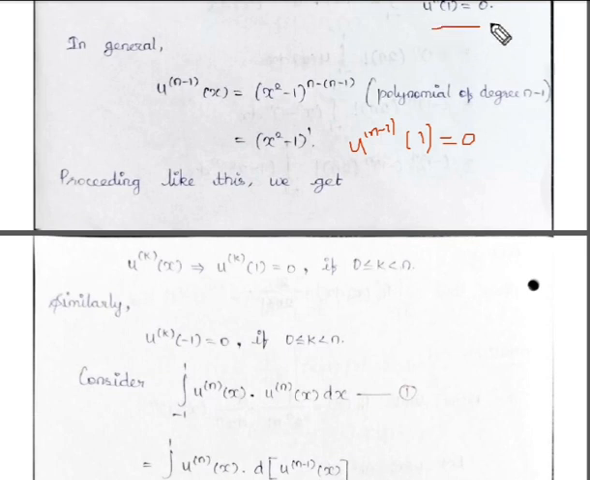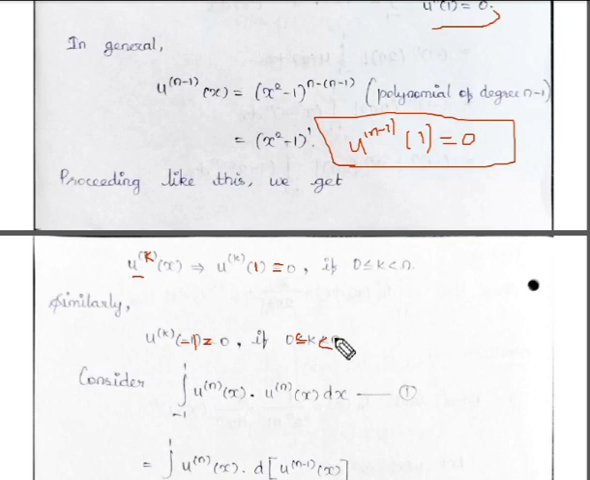So u double dash of 1 equal to 0, u dash of 1 equal to 0. And also we get u double dash of 1 equal to 0. So u power n minus 1 of 1 equal to 0. Proceeding like this, we get u power kth derivative of 1 equal to 0. Similarly, u power kth derivative of minus 1 equal to 0, if 0 less than or equal to k, strictly less than n. Up to n minus 1 derivative we find, because this is strictly less than n.